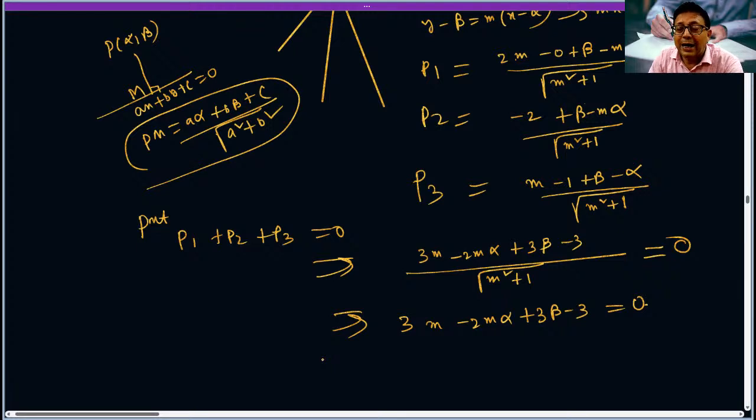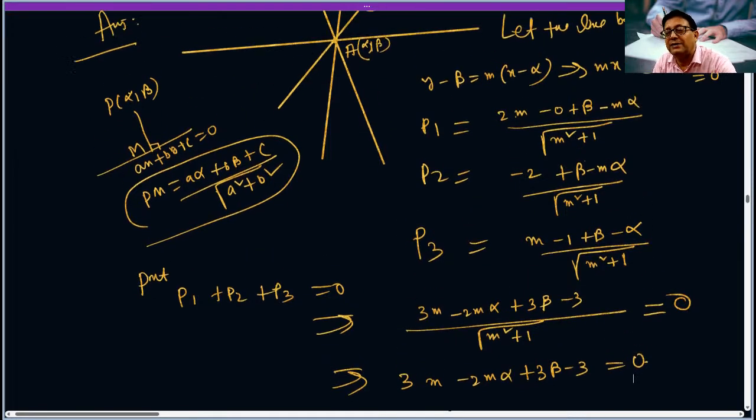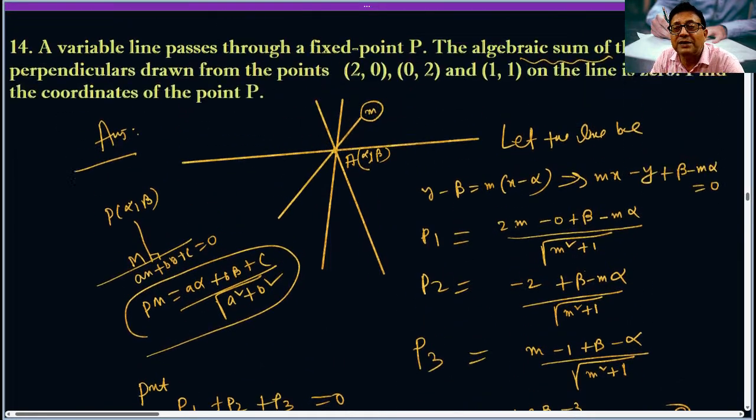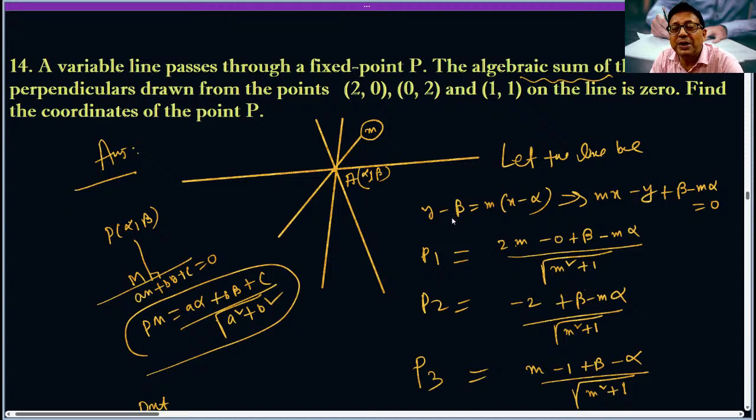Okay? Alpha, beta not found yet. Have I got alpha and beta? No. We should get alpha and beta from here. But how to check? One mistake is definitely there, because (2, 0) we have taken, see, x is 2 and y is 0, then you are taking (0, 2). Where to put 0, 2? In the same manner: minus 2 plus beta minus m alpha.